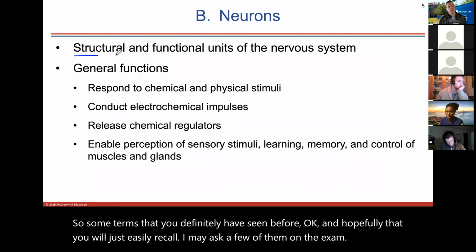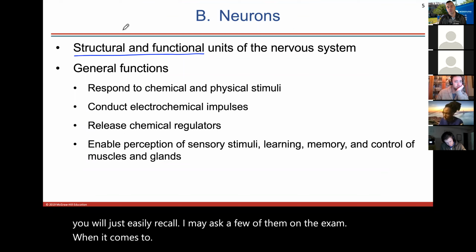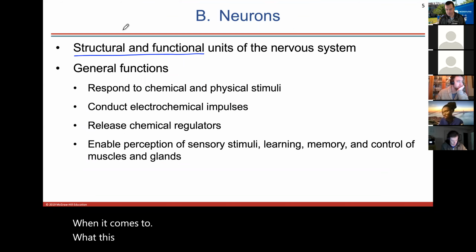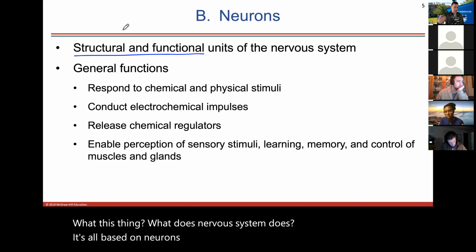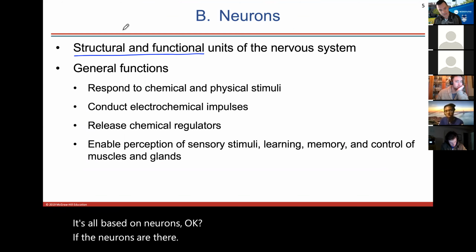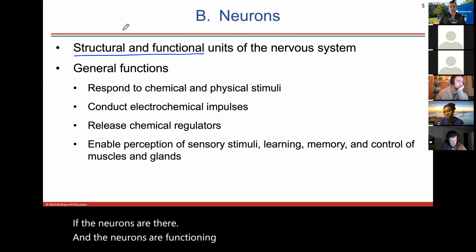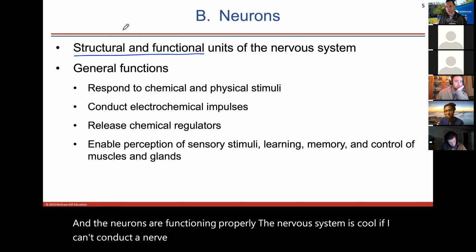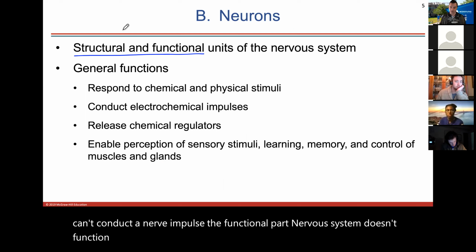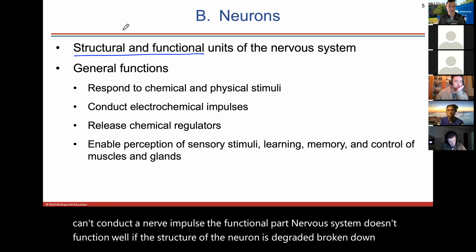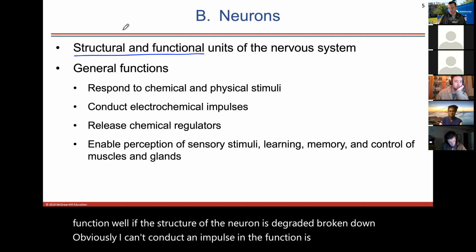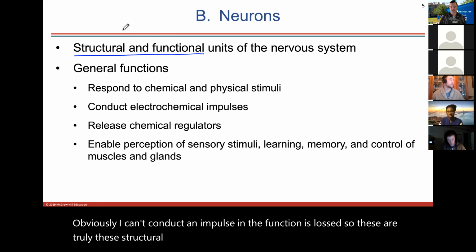When it comes to what this nervous system does, it's all based on neurons, okay? If the neurons are there and the neurons are functioning properly, the nervous system is cool. If I can't conduct a nerve impulse, the functional part, the nervous system doesn't function well. If the structure of the neuron is degraded, broken down, obviously I can't conduct an impulse and the function is lost. So these are truly the structural functional unit of the entire nervous system.